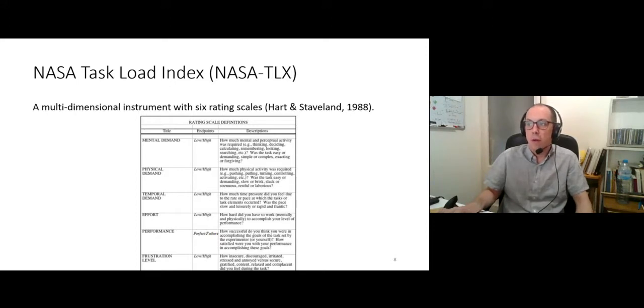The six dimensions are mental demand, i.e. how much mental and perceptual activity was required to complete a task; physical demand, how much physical activity, pushing, pulling, turning, controlling, which I guess in digital lexicography terms means clicking; temporal demand, the time pressure the user felt in completing a task; effort, how hard they felt they had to work; performance, how successful they felt they were; and frustration level, how insecure, discouraged, irritated, stressed, or annoyed they felt when completing the task.